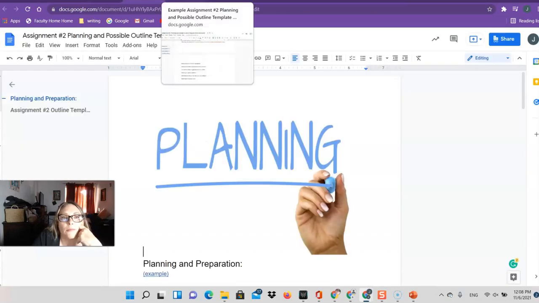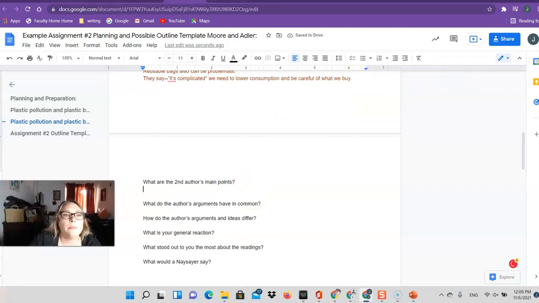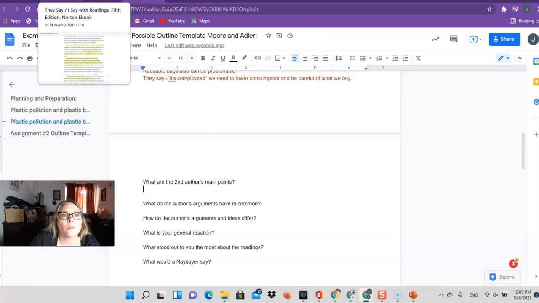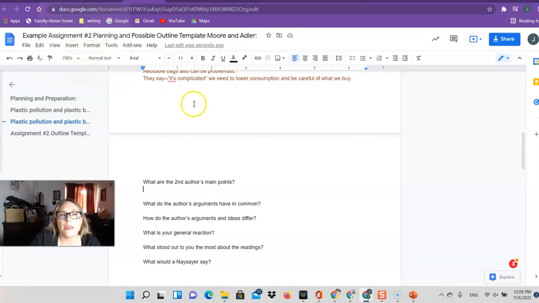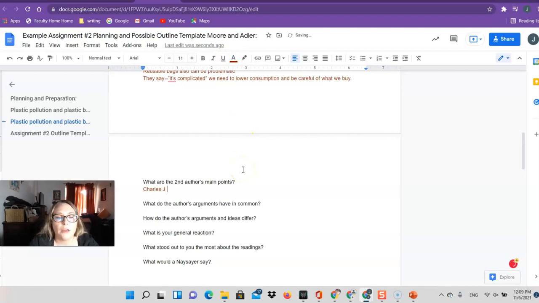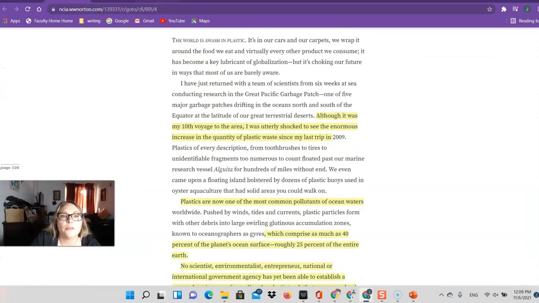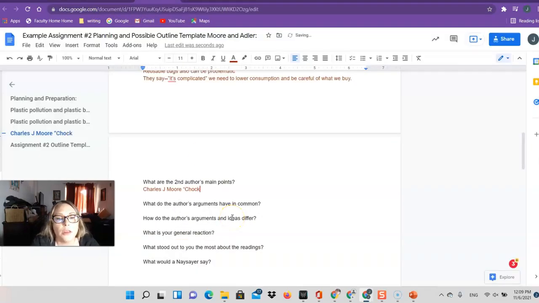Here we go. So what is his main point? So let's go ahead and write the name of the author here so that we get that down. I think we use that one. So this is Charles J. Moore, and his article is "Choking the Oceans with Plastic." Let me make sure I got this right here. "Choking the Oceans with Plastic." So that's right.